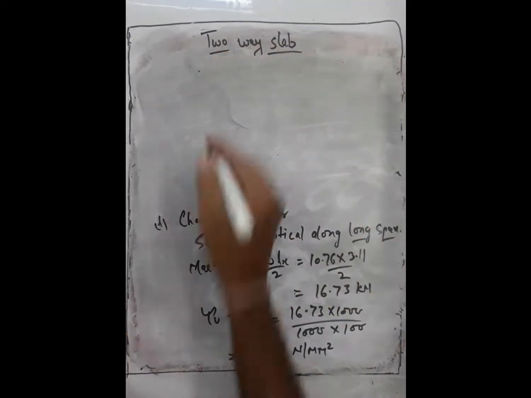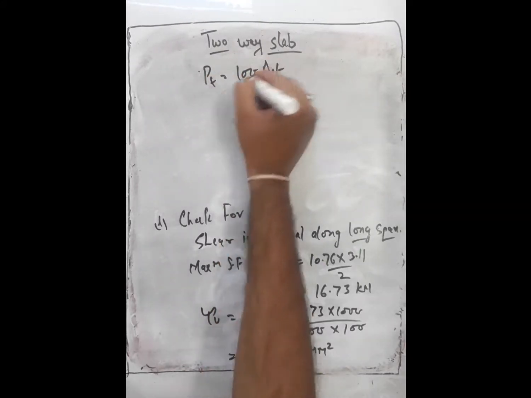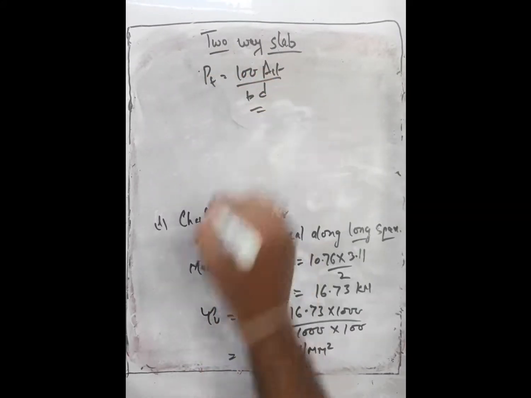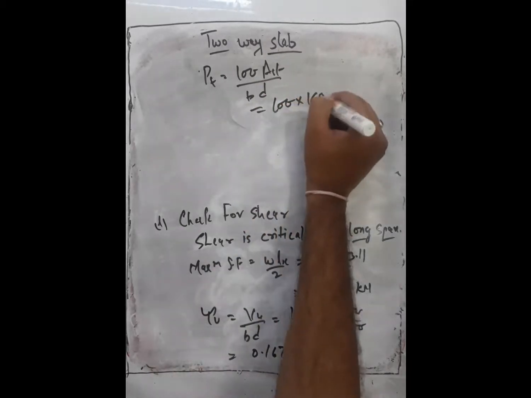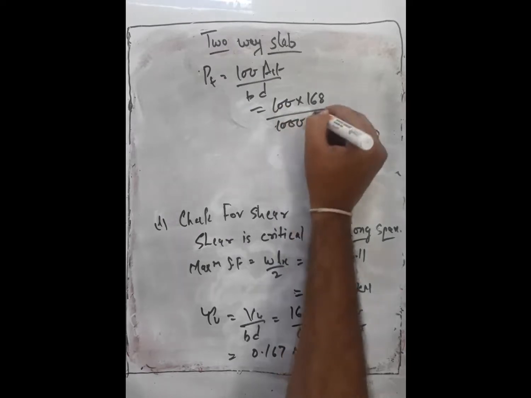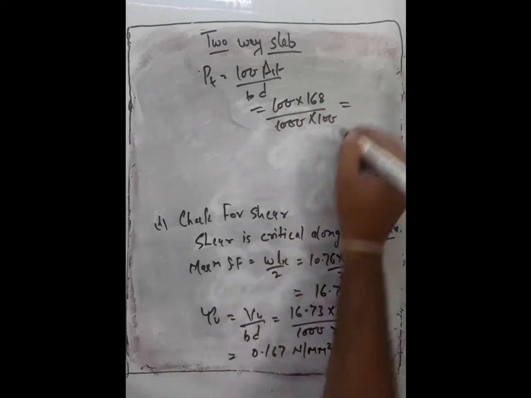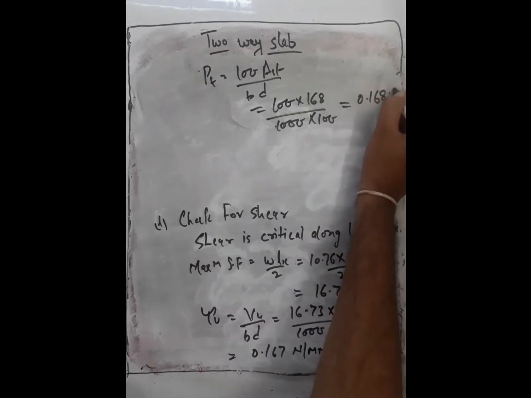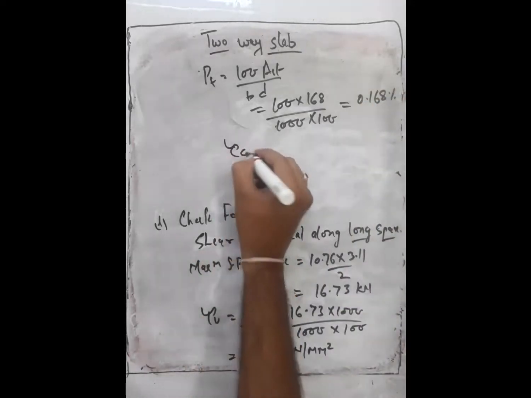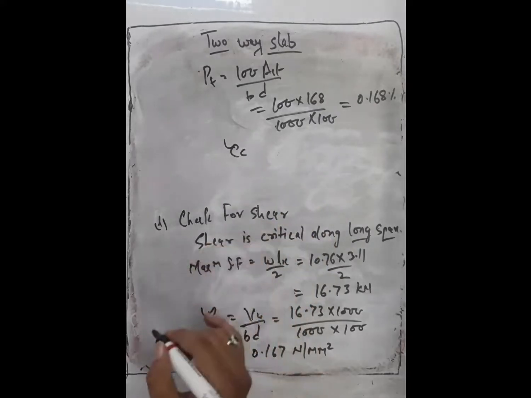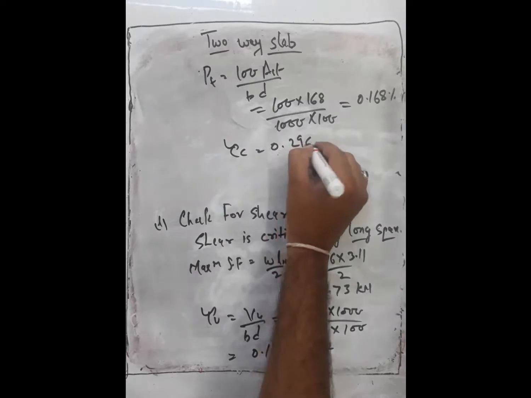After finding tau V, we have to find tau C. So tau C we get by this formula, 100 AST upon BD. So AST is equal to 168. So 100 into 168 divided by 1000 into 100. So here you get 0.168%. For 0.168%, tau C is equal to 0.296 Newton per mm square.